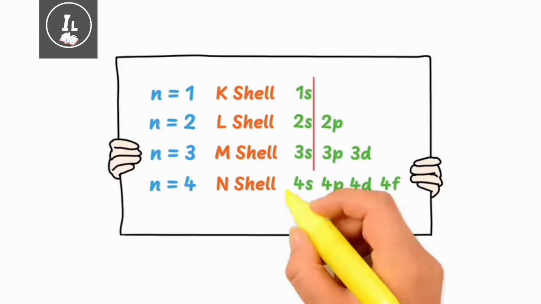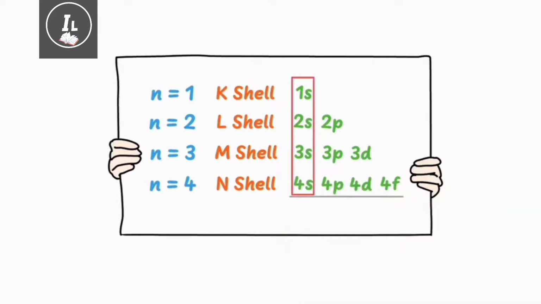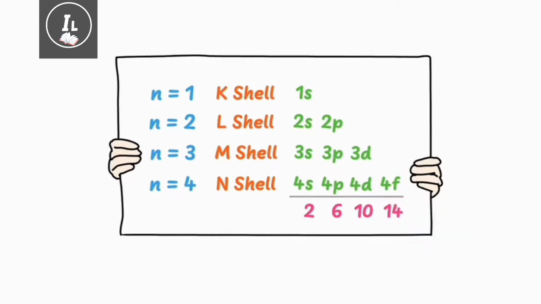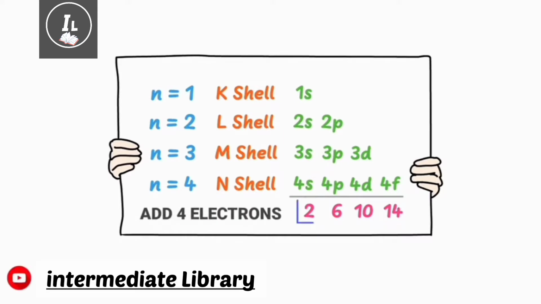Also remember that S subshell can accommodate only 2 electrons. P subshell can accommodate only 6 electrons. D subshell can accommodate 10 electrons and F subshell can accommodate 14 electrons. The easy trick to remember the number of electrons in subshells is to write 2 and then add 4 electrons to it successively, like 2, 6, 10, 14. Let me repeat it. 2, 6, 10 and 14.